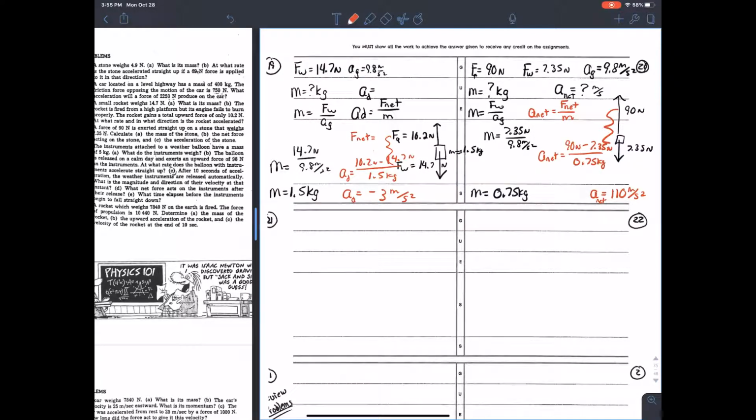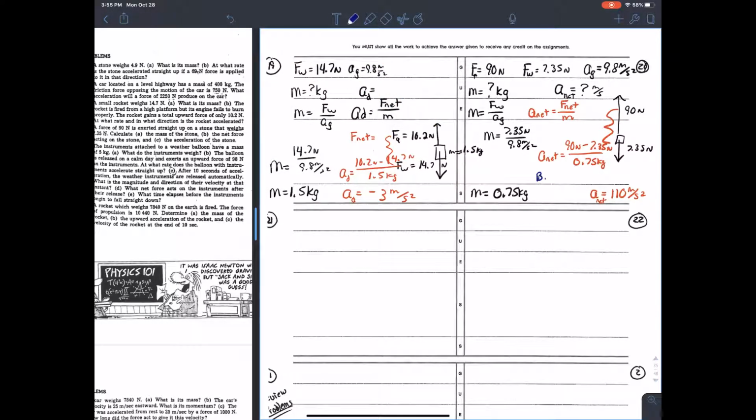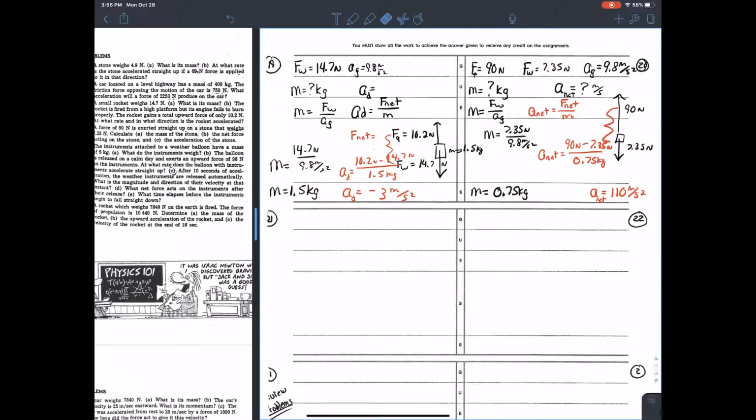And then the last part, the part B that I skipped over here, that's going to be the net force, and I'm going to cheat here. Part B is just going to be the net force acting on it. So you take 90 newtons minus your 7.35. So part B, the net force acting on this is 82.65 newtons. I'll put net force right here. So that's part B to this question.